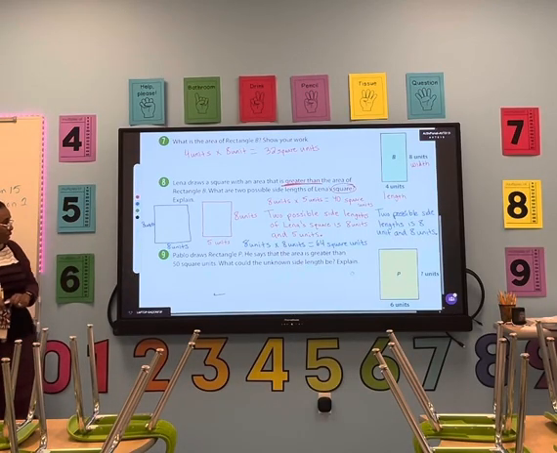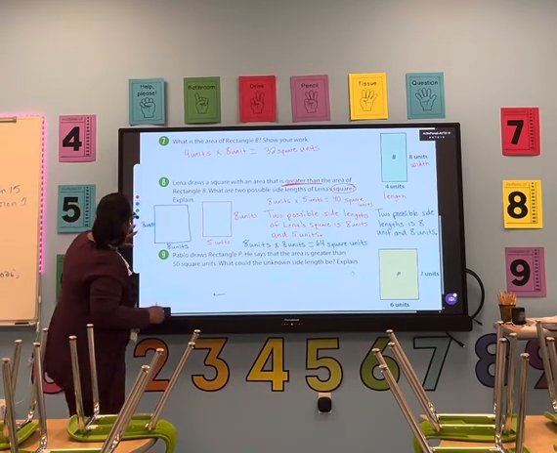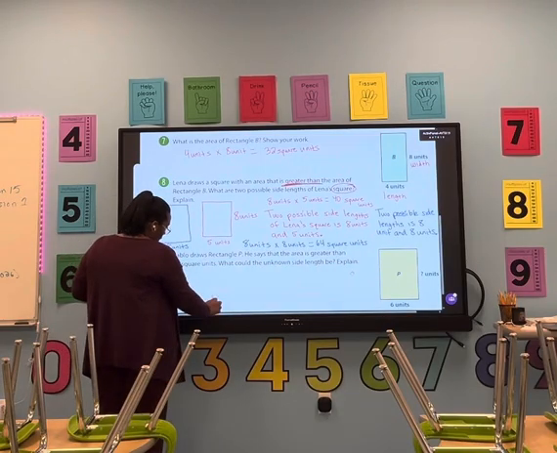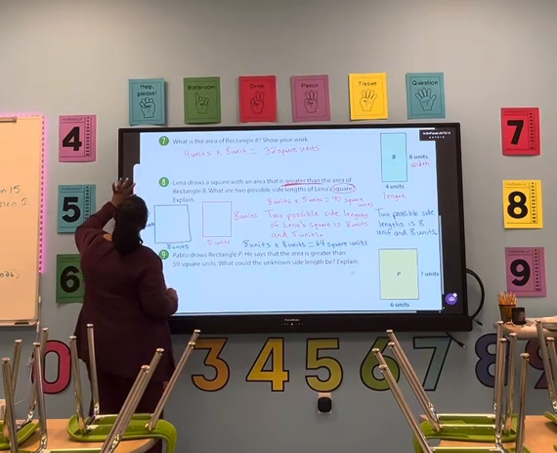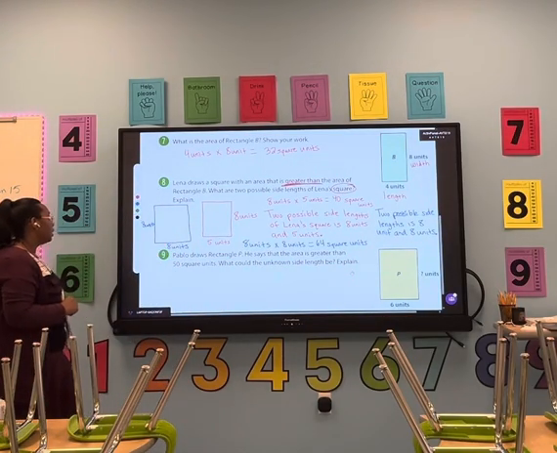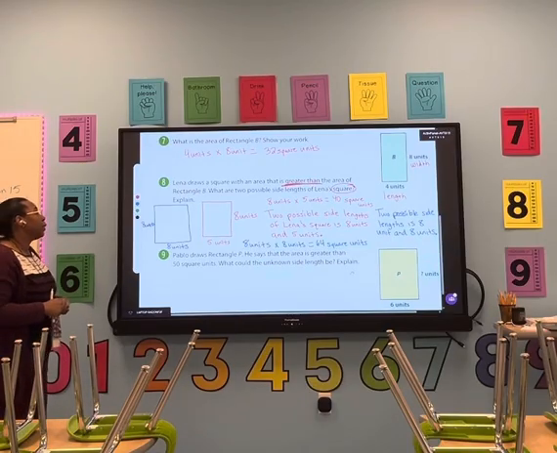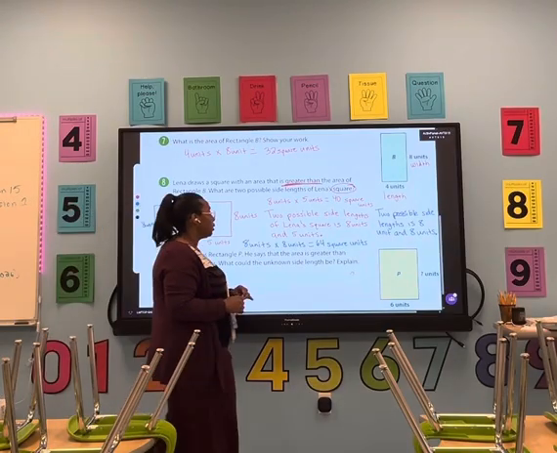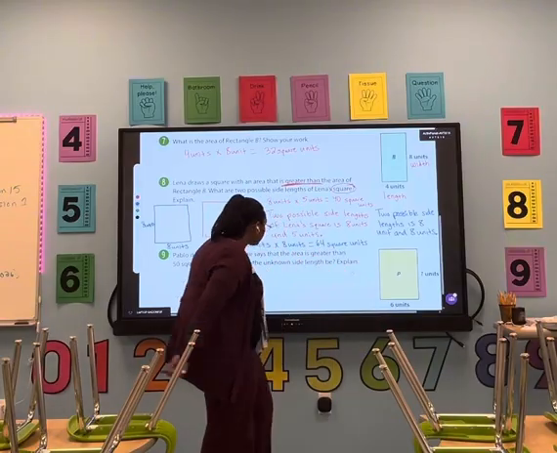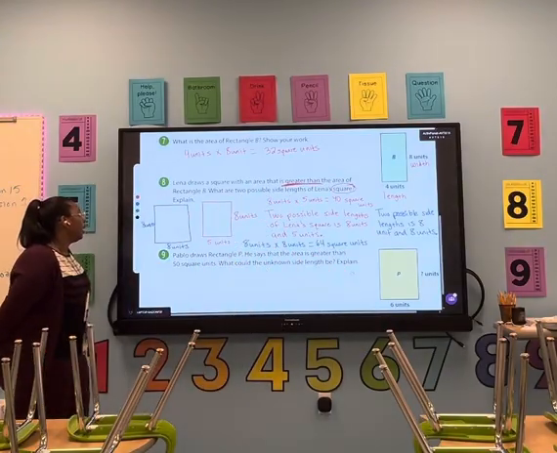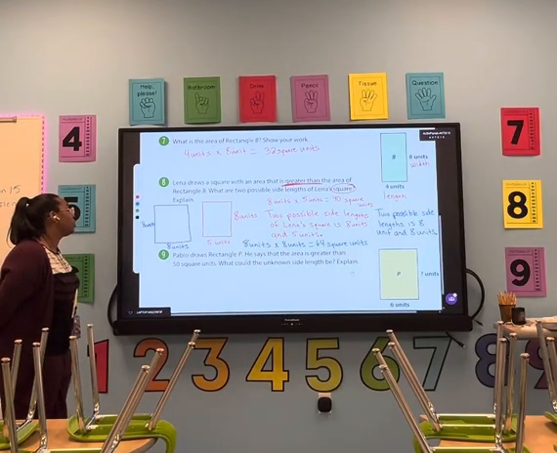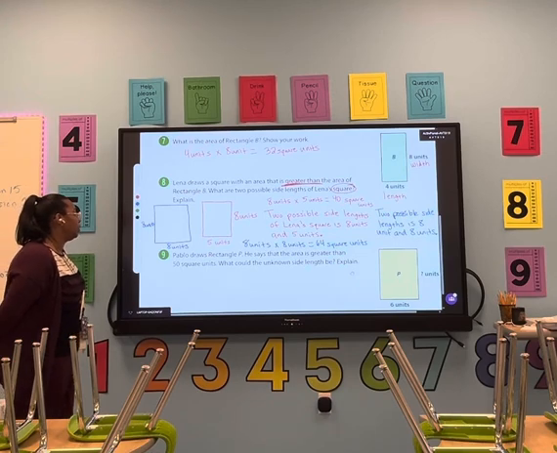All right, let's go ahead and go to number 9. I'm going to erase this little writing right here. All right, so number 9 says, Pablo draws rectangle P. Okay, so this is rectangle P, and he says the area is greater than 50 square units.